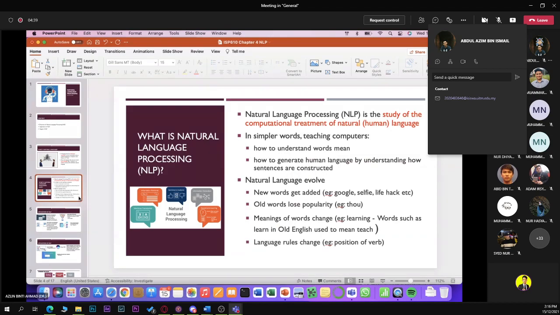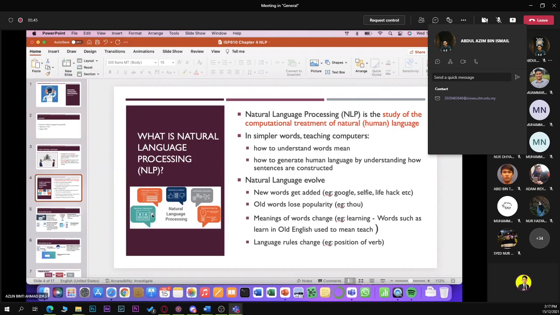So natural language processing actually is a study of the computational treatment of natural human language. Okay, it's a study about human language. Macam mana you nak interpret the human language? How are you going to interpret to get the meaning of the sentence or the speech? And then in natural language processing, we are trying to understand, and then we will also see how to generate the human language by understanding how sentences are constructed. That is why one of the sections in this chapter, you will learn about syntax, okay? The syntax tree. You need to construct a syntax tree. We need to break down the full sentence into its components. And then from those components, baru boleh you buat all the translation if you want to see the sentiment, kalau kata melibatkan data yang banyak.